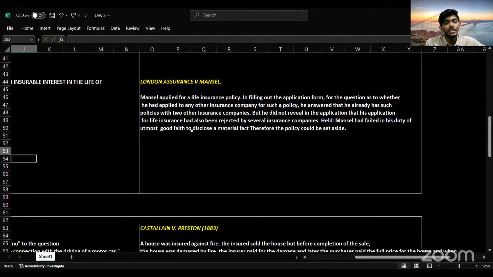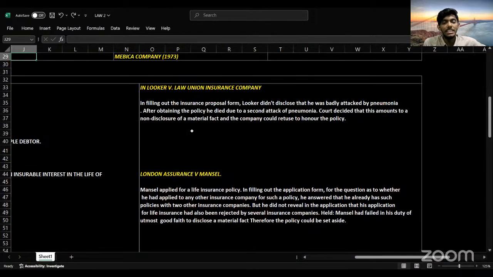once again, there's a case between an insurance company and a particular person. That person is going and asking for insurance coverage from London Assurance, and the insurance company asked whether Mansell has obtained or requested other insurance policies from other companies. And Mansell says, I have already got two policies with other insurance companies. But he is not telling them that other insurance companies have rejected the offer or the proposal.